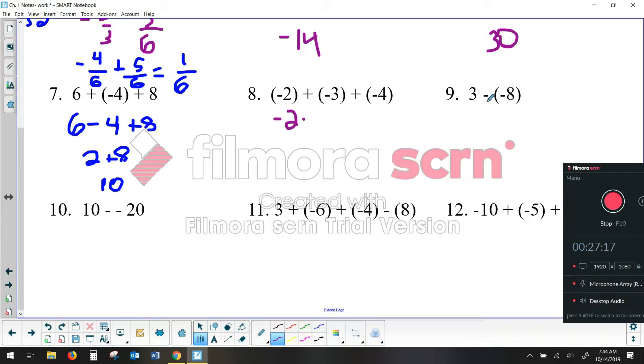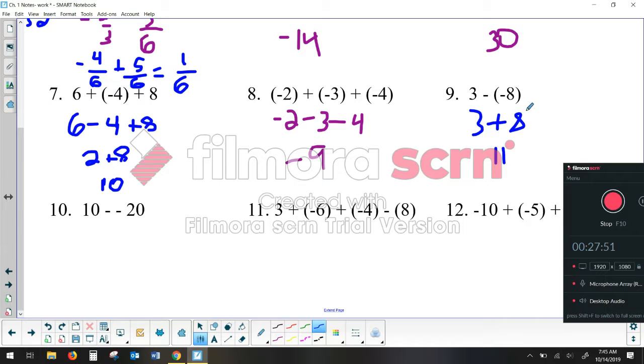Negative 2 minus 3 minus 4. Negative 2, all the same team. So you know it's going to be negative. 2 plus 3 is 5. Plus 4 is 9. Negative 9. 3 minus negative 8. So the opposite, 3 plus 8, 11.